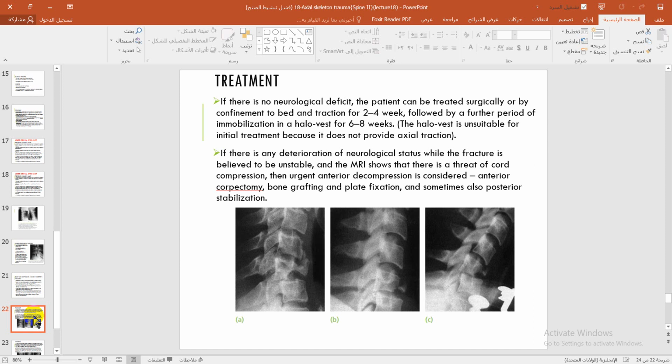If there is any deterioration of the neurological status while the fracture is believed to be unstable and the MRI shows that there is a threat of cord compression, then urgent anterior decompression is considered, with anterior corpectomy, bone grafting, and plate fixation, and sometimes posterior stabilization is also needed.